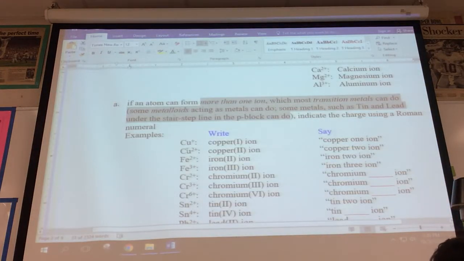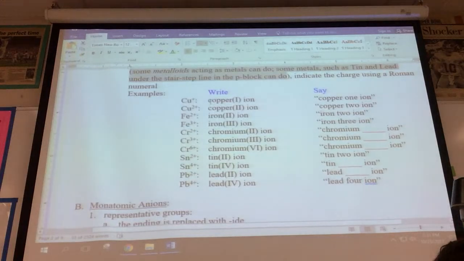So when you need to specify the charge, typically you need to for transition elements with a few exceptions. I'll go over the exceptions next time. And tin and lead especially, be careful there. You write copper, Roman numeral 1 in parentheses, ion. You say copper 1 ion. Copper 2 ion, iron 2 ion, iron 3 ion, where the Roman numeral is the charge on the ion.